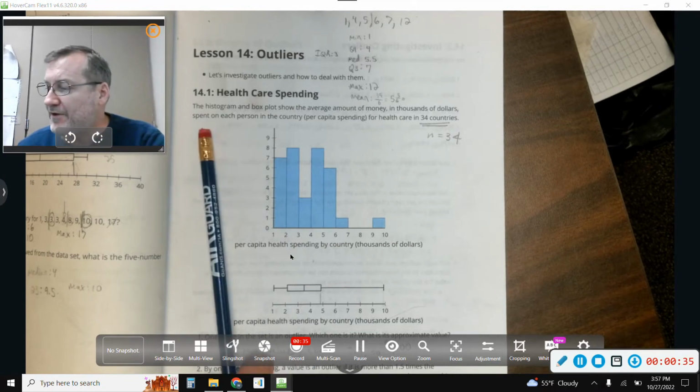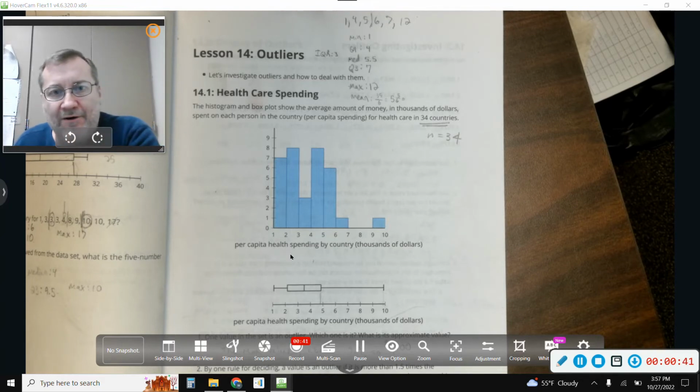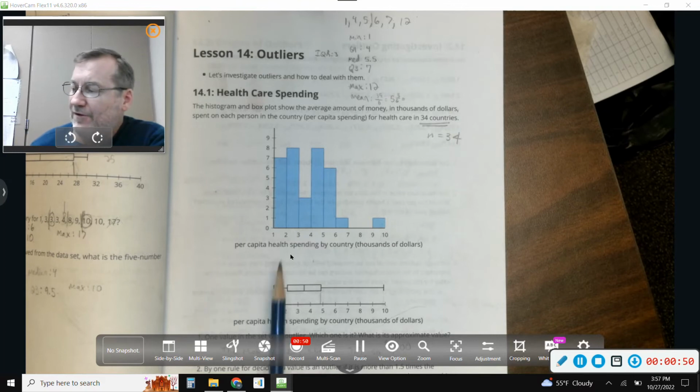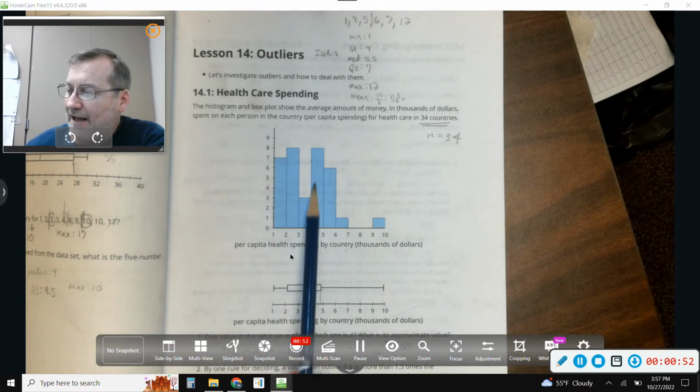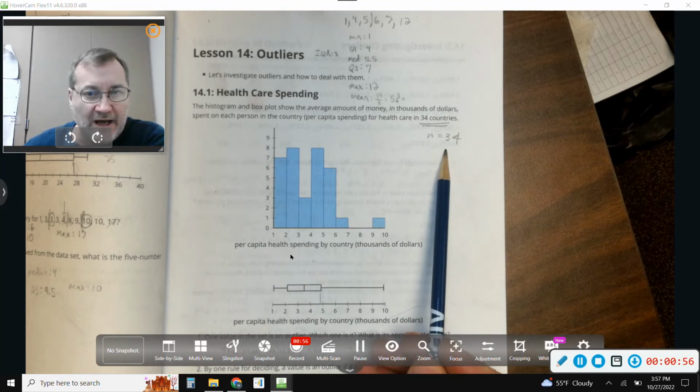So we start out with this one. It says on 14.1, the histogram and the box plot show the average amount of money in thousands of dollars spent on each person in the country, per capita spending for healthcare in 34 countries. So we have 34 countries, and if you add up the 7, the 8, and etc., you're going to come up with 34 for the sample size.